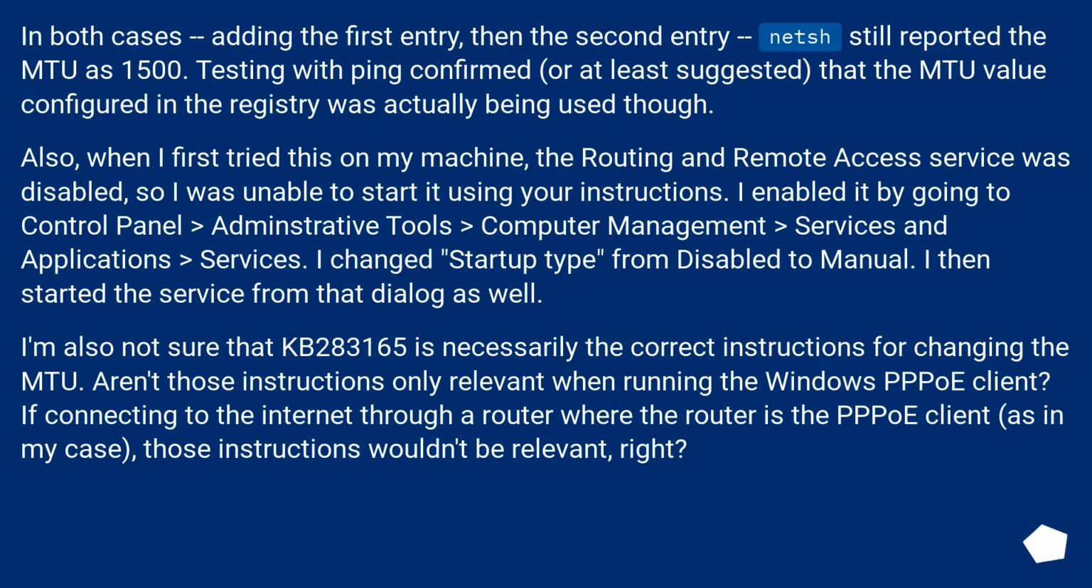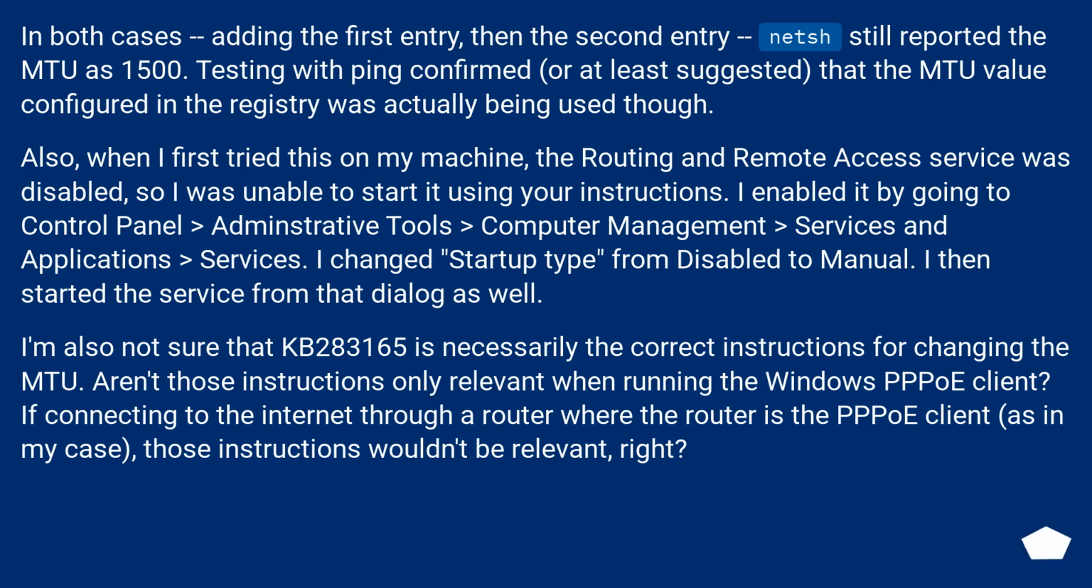Also, when I first tried this on my machine, the Routing and Remote Access service was disabled, so I was unable to start it using your instructions. I enabled it by going to Control Panel > Administrative Tools > Computer Management > Services and Applications > Services. I changed startup type from disabled to manual. I then started the service from that dialog as well.